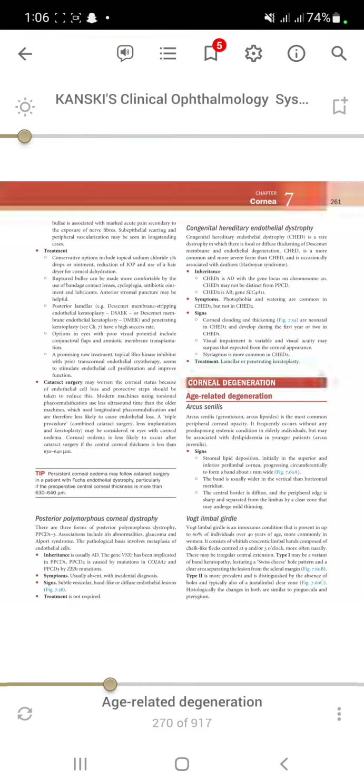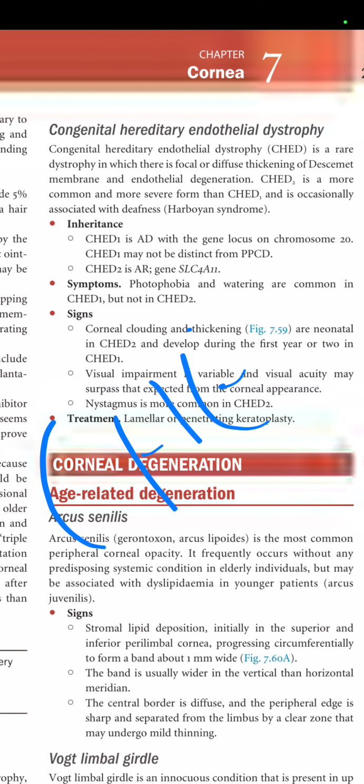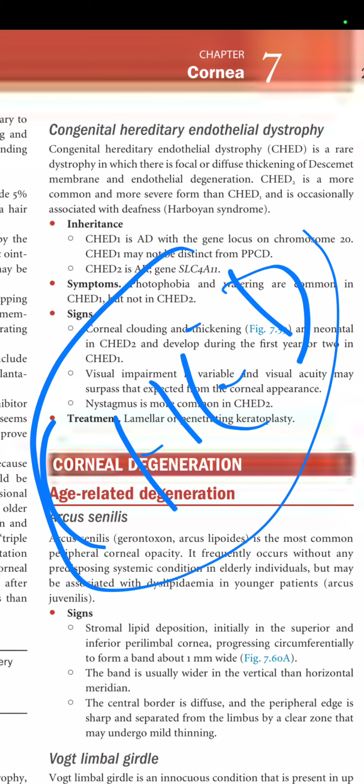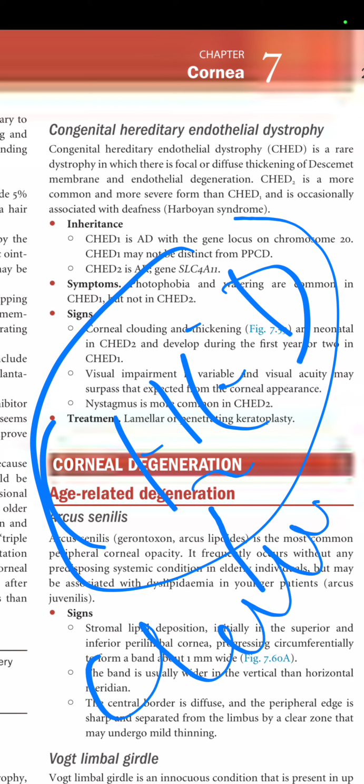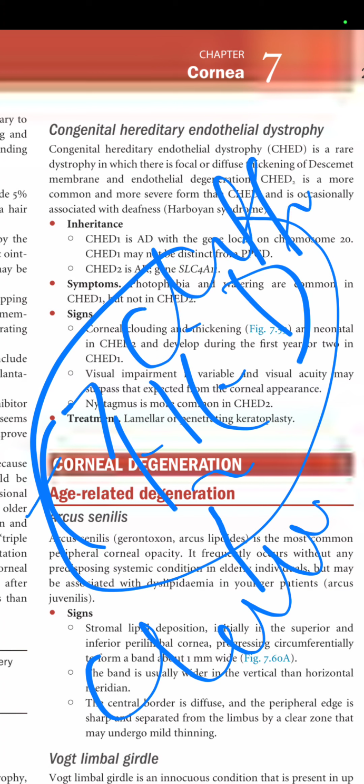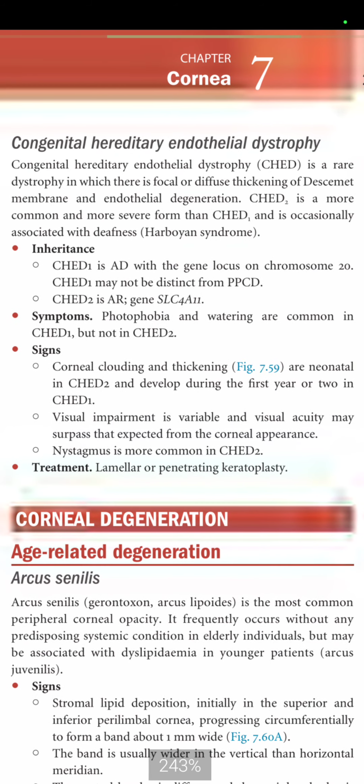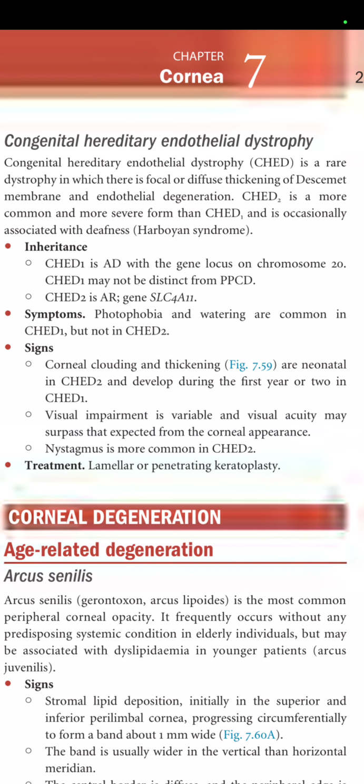Now next is another very important type of dystrophy, CHED, corneal hereditary endothelial dystrophy. Basically in this case, infants and children present with this type of dystrophy, with diffuse corneal opacities. Congenital hereditary endothelial dystrophy is a rare dystrophy in which there is focal or diffuse thickening of the Descemet membrane and endothelial degeneration. So there will be thickening of the Descemet membrane and the endothelium will be degenerated.